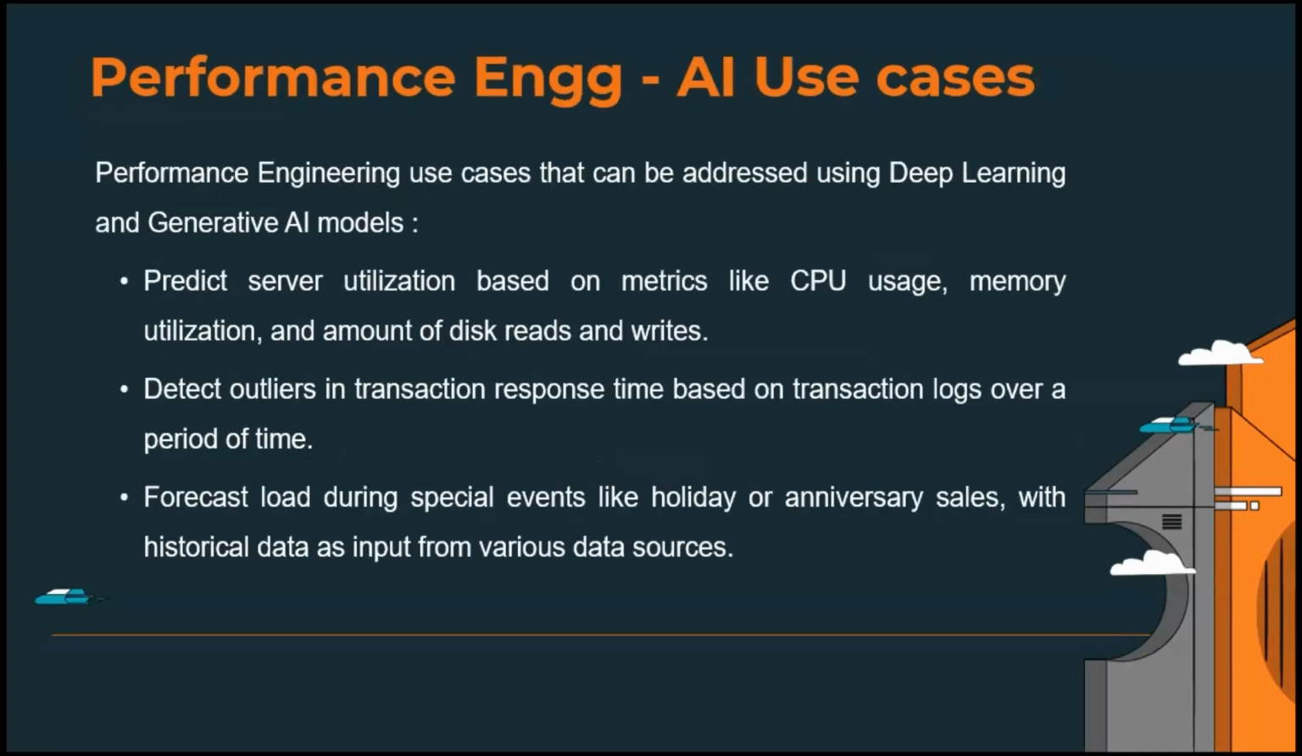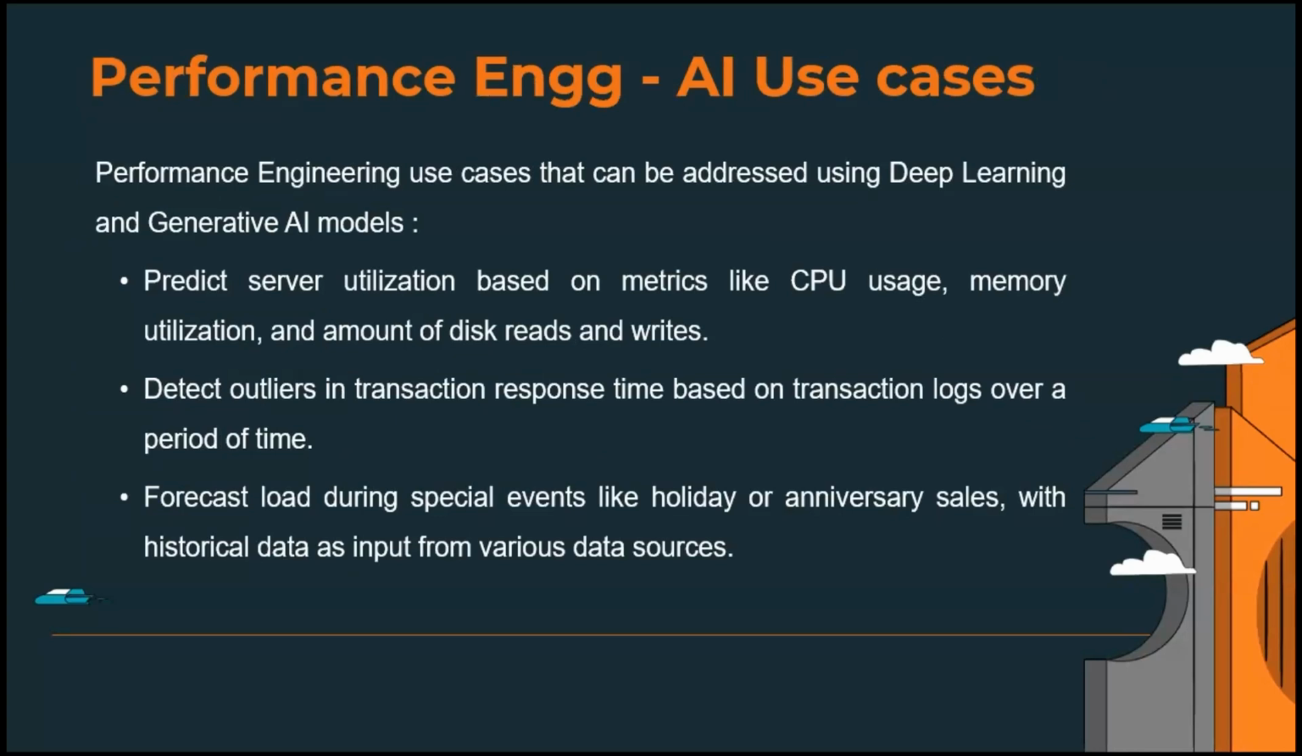And these are some of the performance engineering use cases which I have felt. We can predict server utilization if we have the history of logs like CPU and memory. Disk utilization too: if it is increasing, with so many disk reads and writes happening, maybe we have to add more RAM. If AI can predict server utilization based on the utilization metrics, that would be helpful.